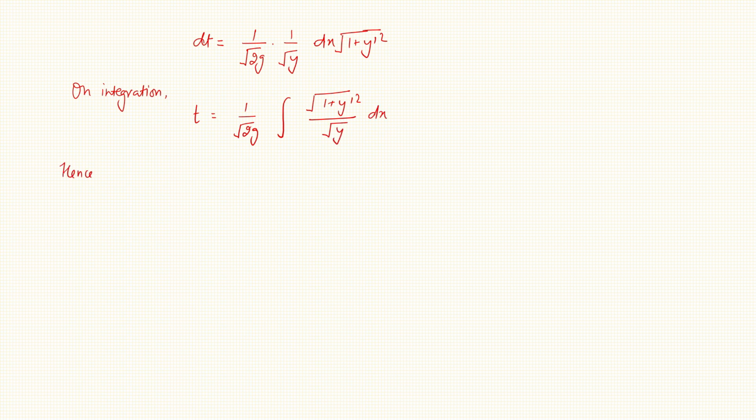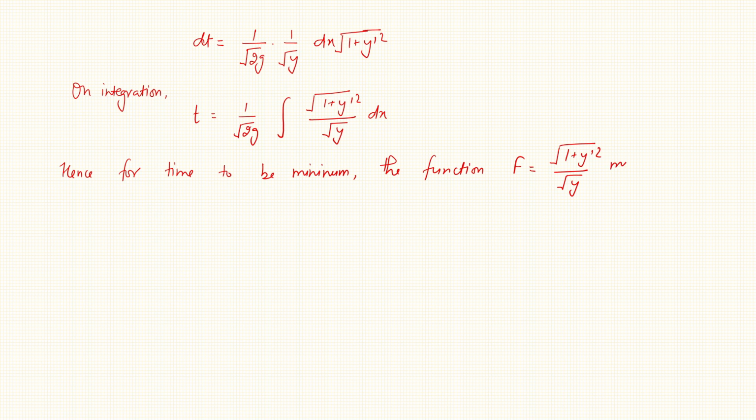Hence, for time to be minimum, the functional f, which is equal to under root 1 plus y′ square upon under root y, must satisfy the Euler-Lagrange equation.